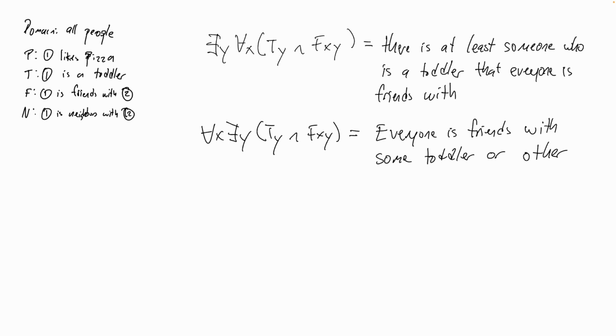To cement the difference in your mind, imagine a scenario where there are just 6 individuals and 3 of them are toddlers. Now, suppose that just the first 2 individuals are friends with the first toddler, just the second 2 individuals are friends with the second toddler, and just the final two individuals are friends with the third toddler. In that scenario, everyone is friends with some toddler or other, so the formula for all x there is a y such that ty and fxy is true in that scenario.